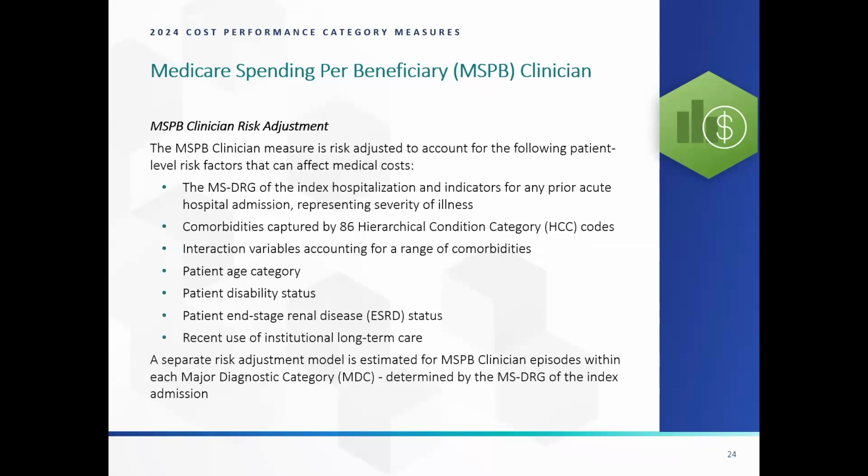The MSPB clinician measure is risk adjusted to account for patient age, comorbidities, disability status, and ESRD status, among others. And a separate risk adjustment model is estimated for MSPB clinician episodes within each MDC, or major diagnostic category. The full list is on the slide.